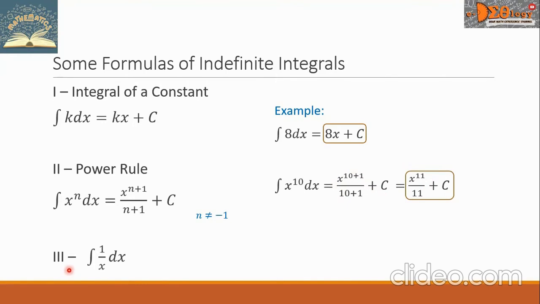Third formula, when we have the integral of 1 over x dx. This is the expression when the value n is equal to negative 1. This is equal to the ln of the absolute value of x, then plus c.